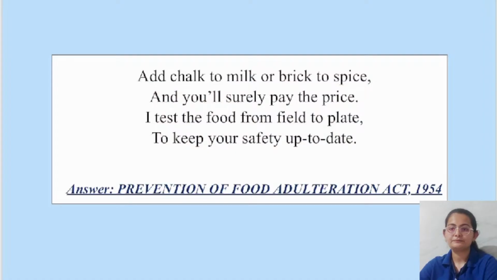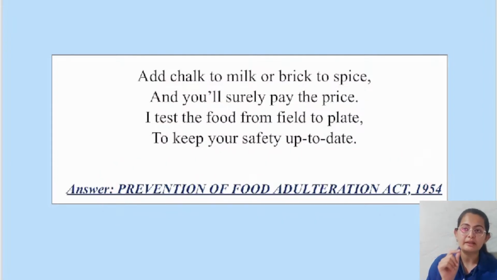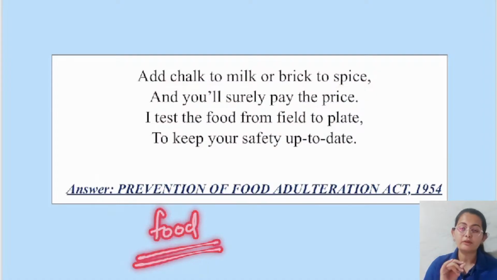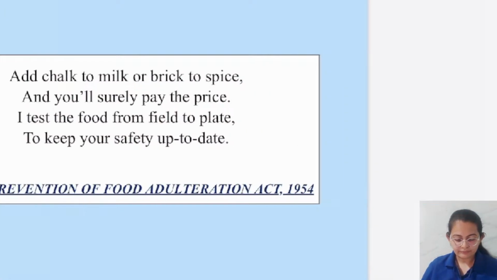Now it is correct. You can see adding chalk to milk or adding brick to spice. It is all about the adulteration which is happening. This particular act prevents such kind of adulteration, that is the Prevention of Food Adulteration Act. The same year as the Drug and Magic Remedy Act, 1954. Both of them, you must remember, the Prevention of Food Adulteration Act of 1954 ensures the safety of food, that there is no kind of adulteration which can harm normal public or human life. Understood? Next, let us move.